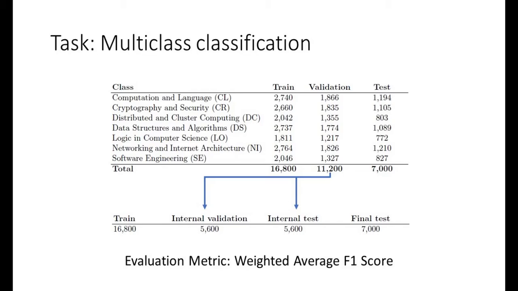To better tune the hyperparameters of our deep learning models and test them on a completely blinded set, we further divided the validation set into 2 equal-sized subsets for internal validation and internal testing. The evaluation metric used in this shared task is the weighted average F1 score.